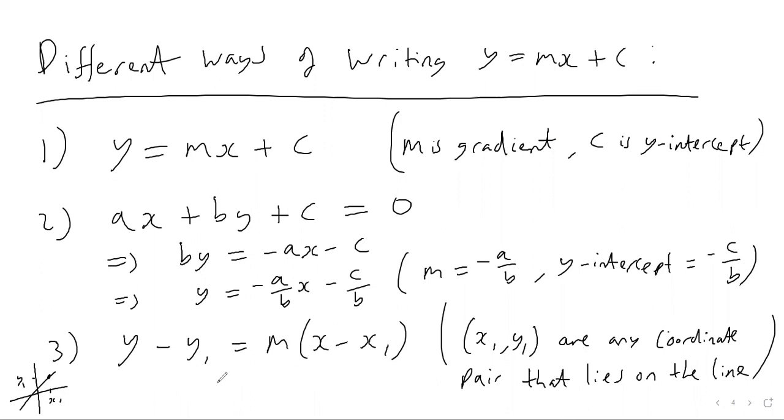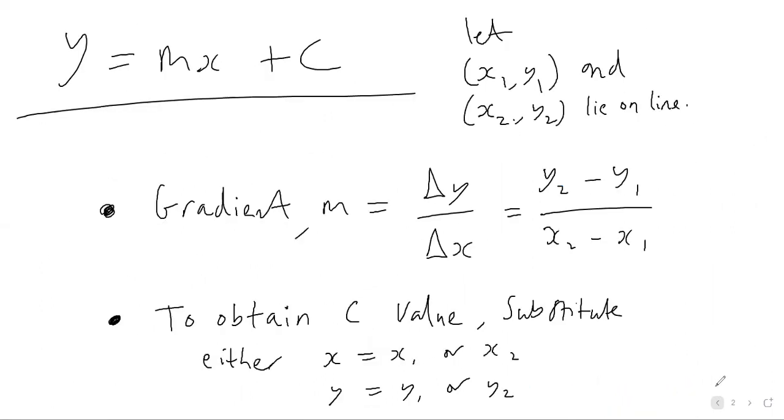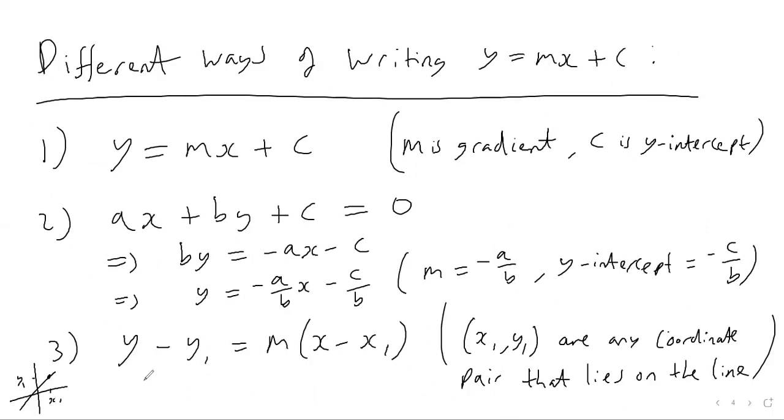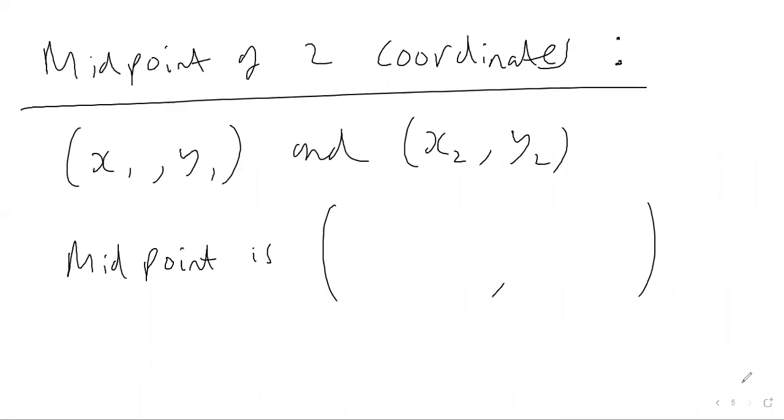And this formula comes from the fact that we know the gradient formula for a straight line is the change in y over change in x. And actually, if you divide both sides of this equation here by x minus x1, you get y minus y1 divided by x minus x1 equals m. And that's literally the gradient of a straight line by definition. So that's kind of where this third equation comes from.